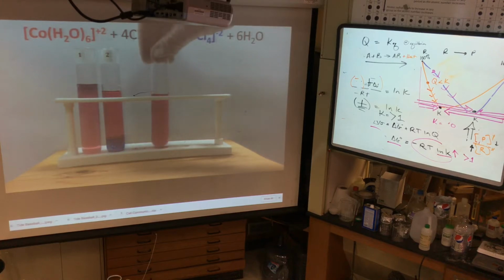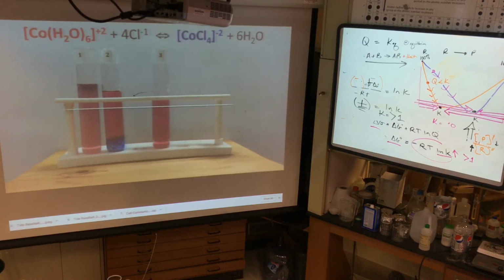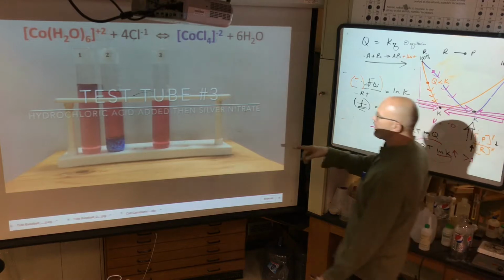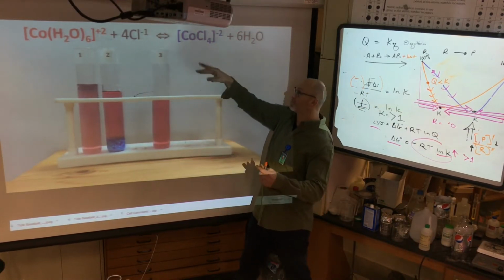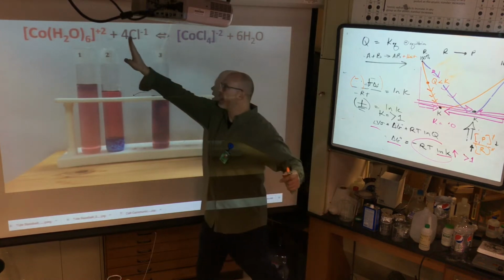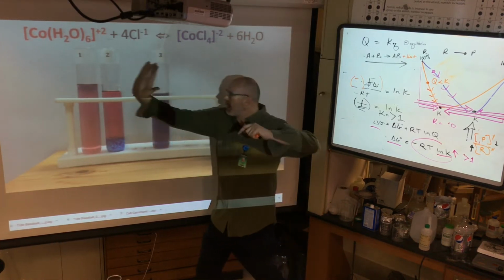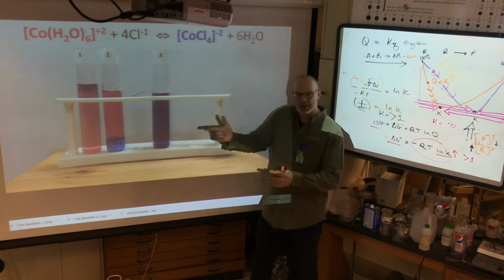So here we go. We're going to make this guy blue. We're going to add hydrochloric acid first. We're delivering HCl. And now hydrogen's not part of this, but the Cl is. So we're making it blue. We're driving the reaction. Q is now greater than K. Swinging this way. Now we're going to go back the other way.